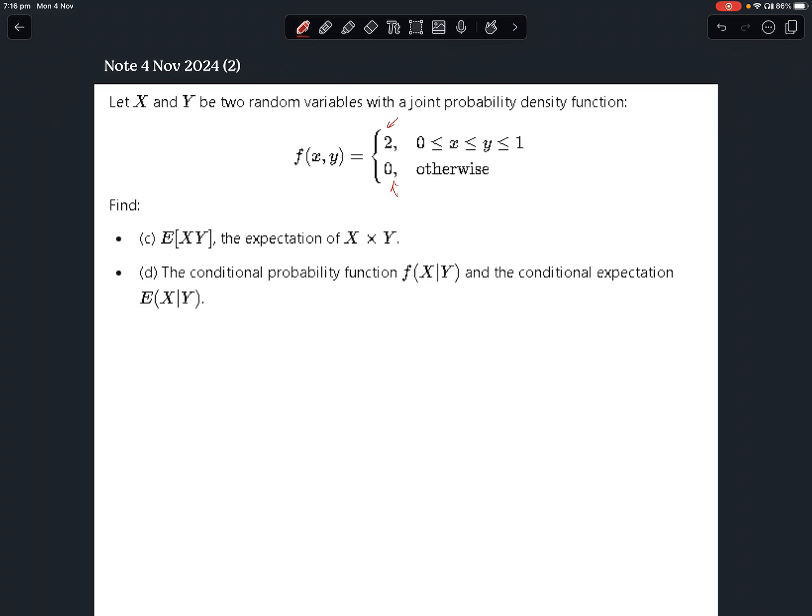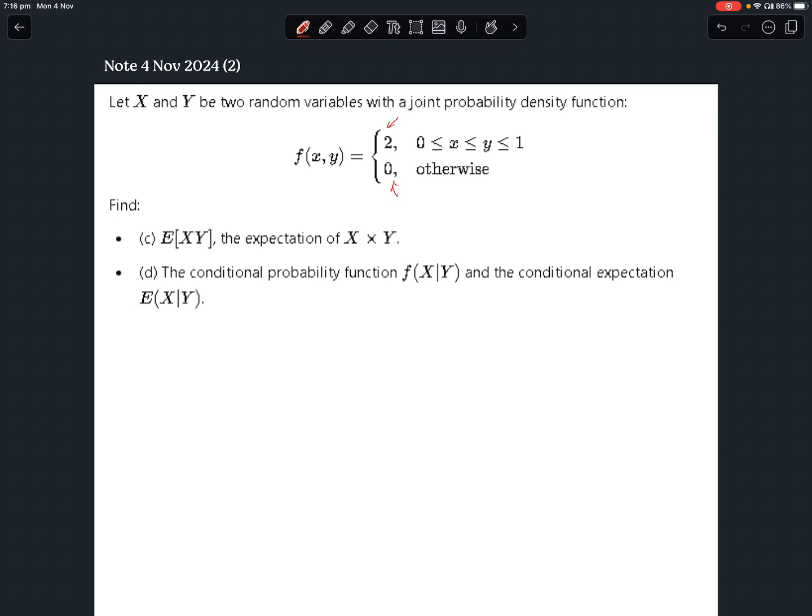We have two questions. First, we need to find the expectation of the product of x and y, which is E of x times y. Then we need to find the conditional probability function of x given y, as well as the conditional expectation of x given y. First of all, we need to understand the question. Before solving, let's clarify what each part means.